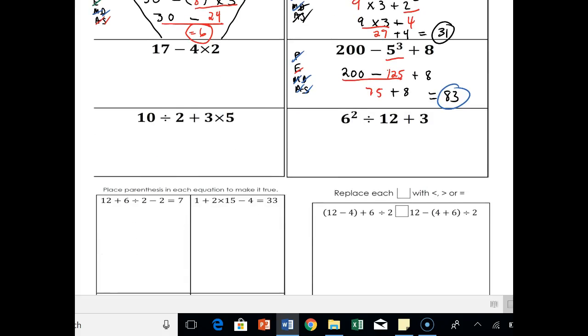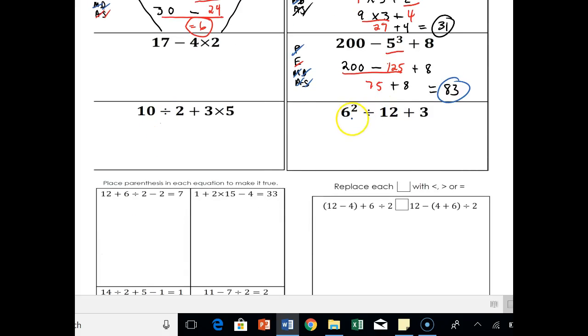I'm probably going to have you do this in Edpuzzle. Let's do 6 squared divided by 12 plus 3. So PEMDAS. Do I have any parentheses? No, I do not. Do I have exponents? Yes, I do. Again, this is not 6 times 2, it is 6 times 6, and 6 times 6 is 36. So I did my exponents.